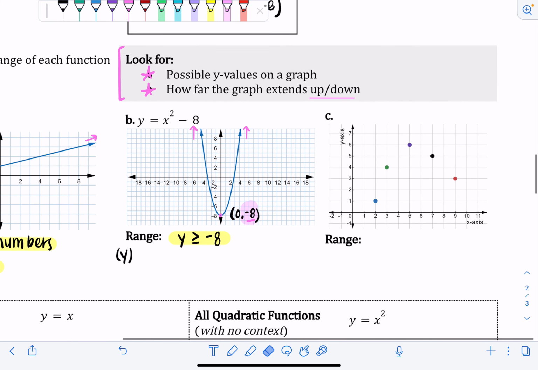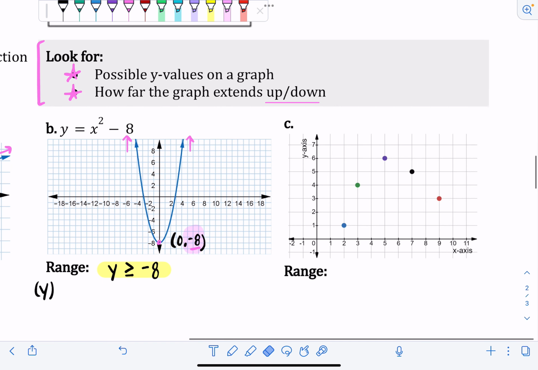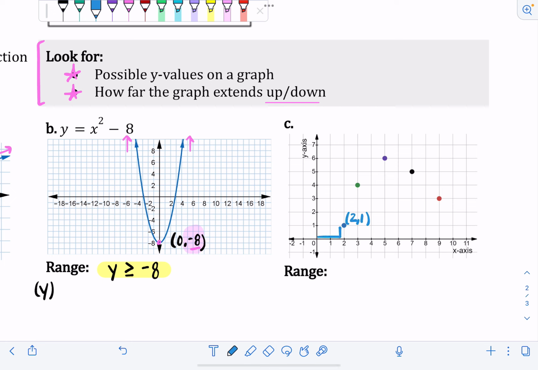Okay, so moving on to C, this one should look identical to the last section, but we're finding range, so we're finding something different. But this one's kind of nice because the approach is exactly the same. We need to find each point. So I'm going to go through and label each point again. The blue point, we go right 2, up 1. So that would be 2, 1.